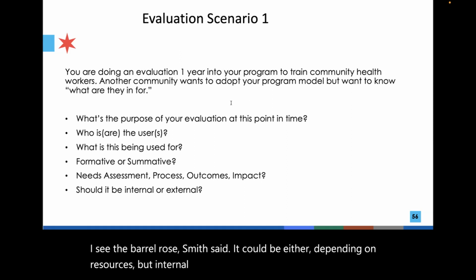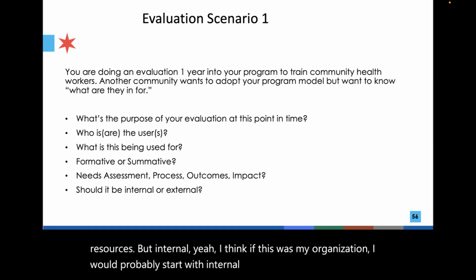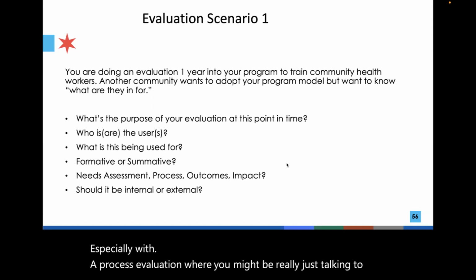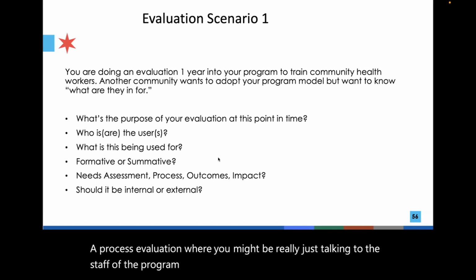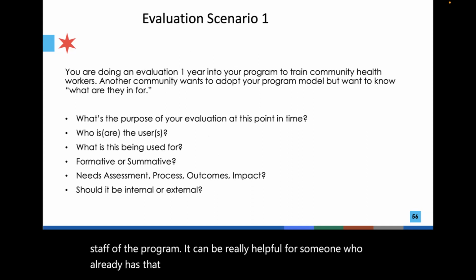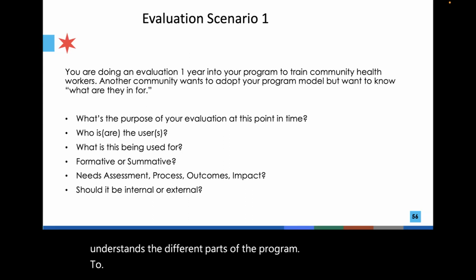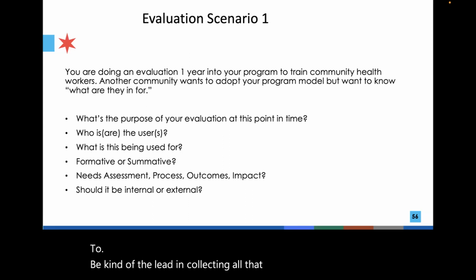Yeah, I think if this was my organization, I would probably start with internal, especially with a process evaluation where you might be really just talking to the staff of the program. It can be really helpful for someone who already has that established relationship with the staff and already understands the different parts of the program to be the lead in collecting all that information about the program.